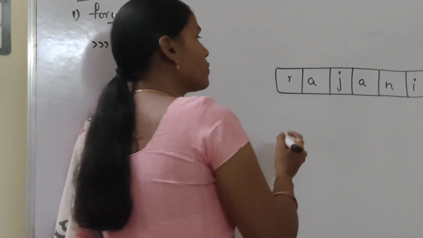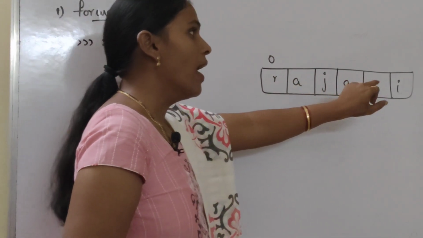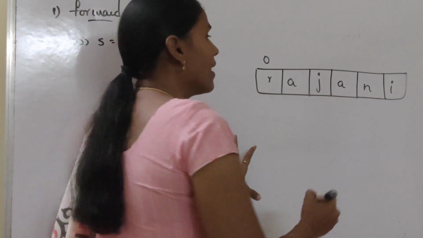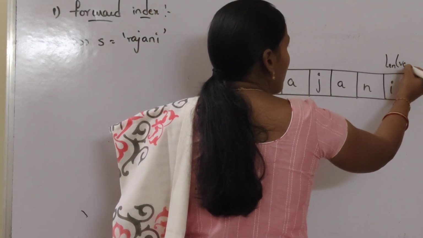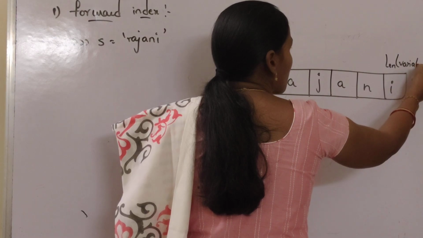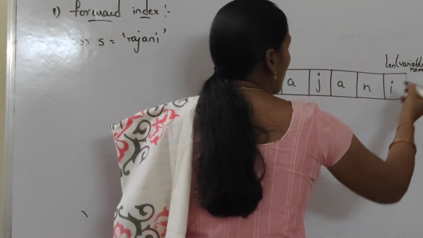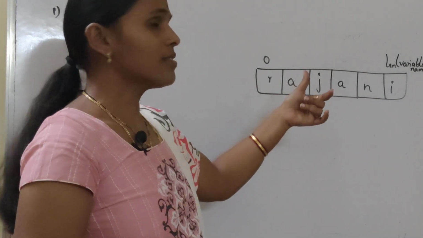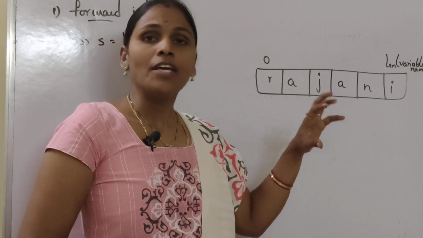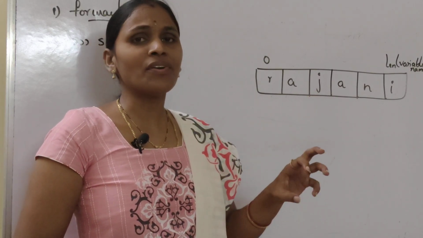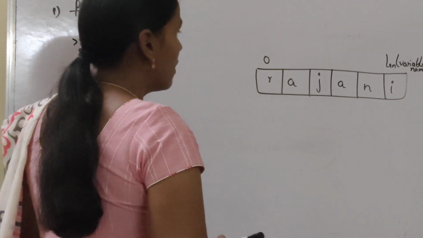Forward index starts with 0 and ends with length of variable name minus 1. What is length? Length is a built-in function. It starts with 1. It returns the number of characters present in your string.